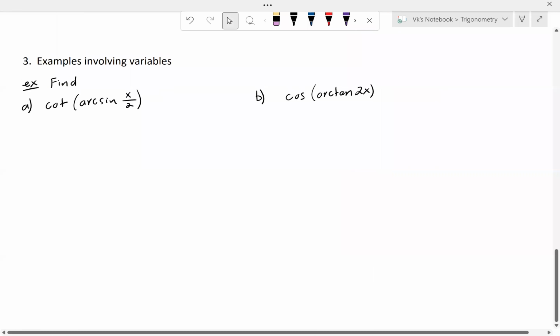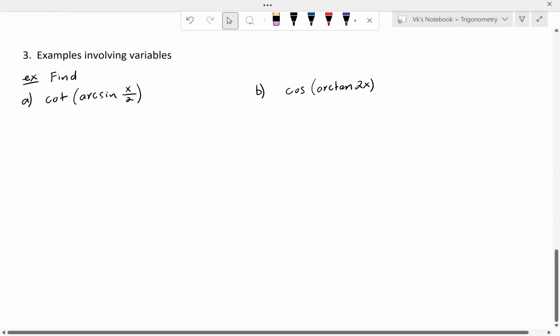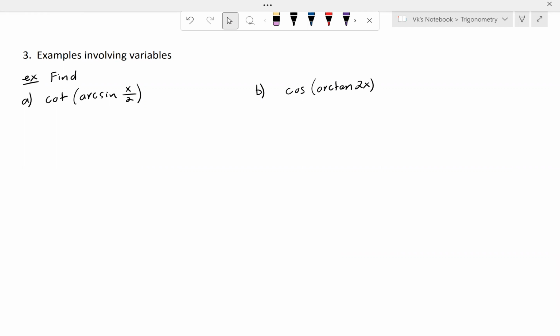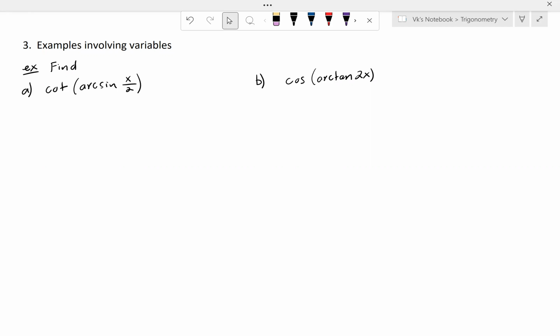Okay, let's move on to number 3. Examples involving variables. These are very useful in integration, calculus 2. Find cotangent of arc sine x over 2. There must be an angle theta equal to arc sine x over 2. Sine of that angle theta is x over 2.